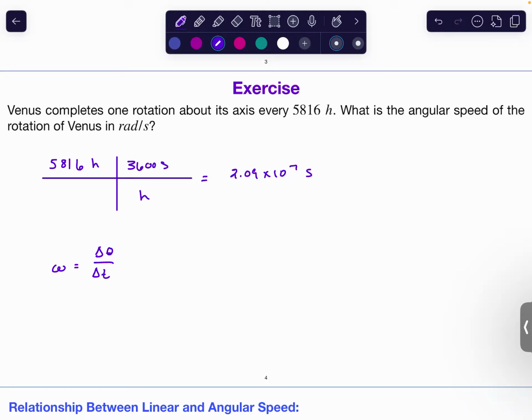So one rotation is how many radians? So one rotation, your delta theta is a full 2 pi over 2.09 times 10 to the 7th seconds, and so you're going to end up with about 3.01 times 10 to the negative 7 radians per second.